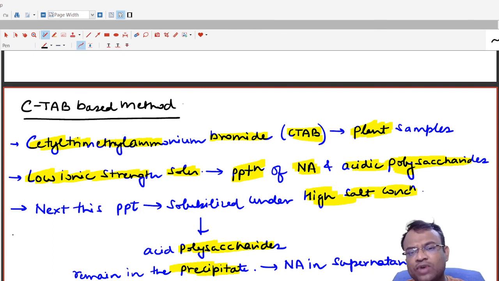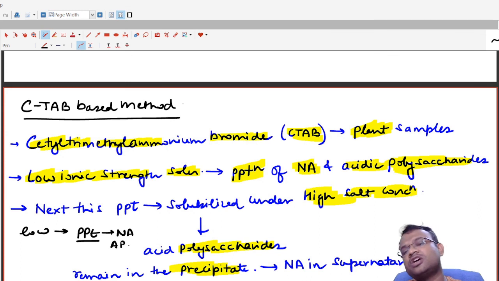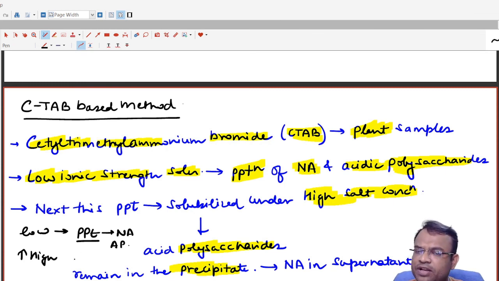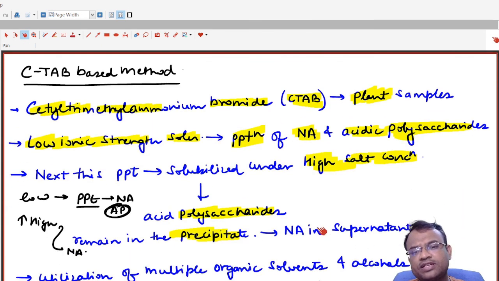When you have low ionic strength, a precipitate is formed, and inside this precipitate there are nucleic acids and acidic polysaccharides. But when you increase the salt concentration, that is, when high salt concentrations are present, what will happen? This precipitate would remain, and it will now only comprise the acidic polysaccharides, and nucleic acids would be removed from this. So this was the CTAB method, and nucleic acid you would obtain.